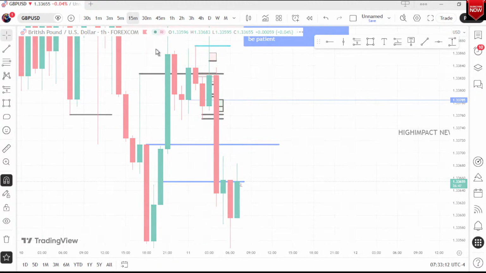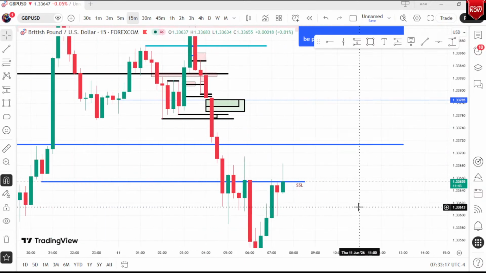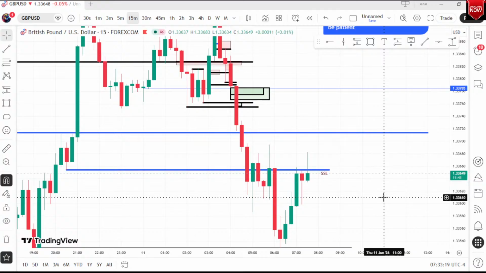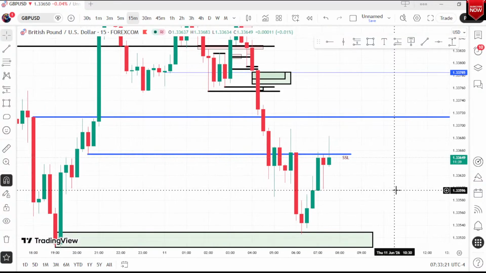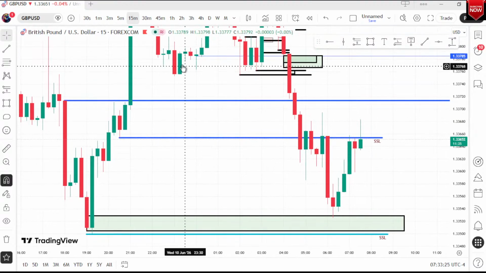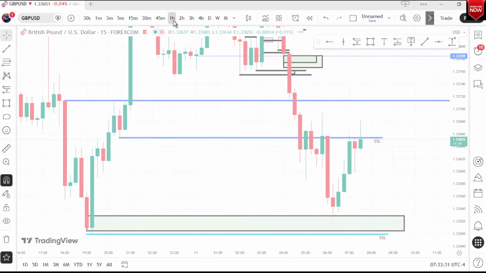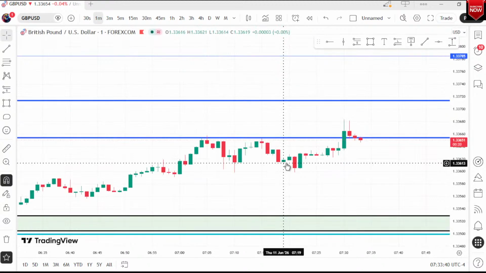So what am I saying? It's this. We are below the opening price. So anytime we're below the opening price, only look for buys. Let's check the 1 minute to see what's happening.